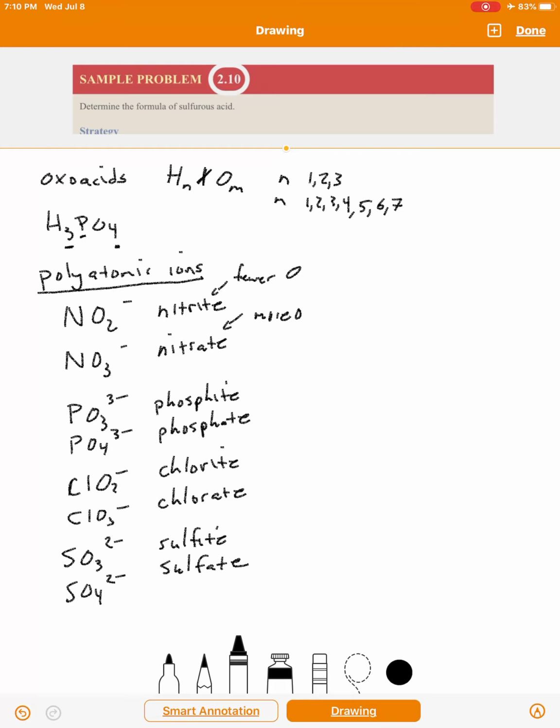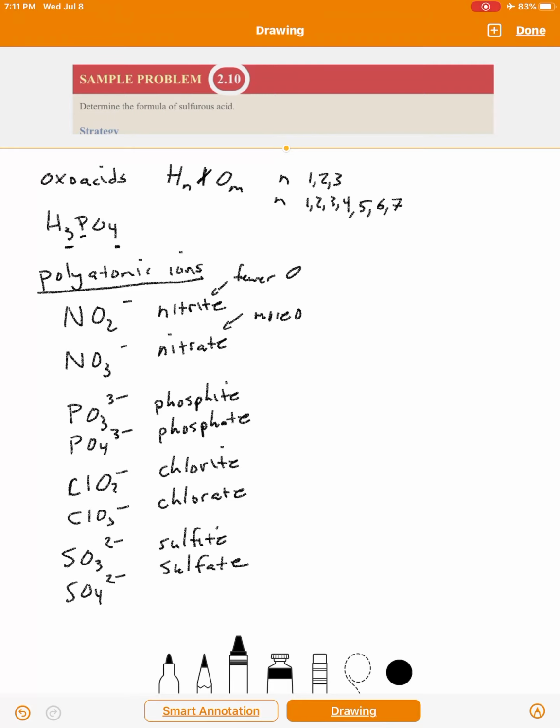Now there is no pattern of whether it's 2, 3, or 4. So for example, with sulfite and sulfate, it's 3 and 4. With nitrite and nitrate, it's 2 and 3. With chlorite and chlorate, it's 2 and 3, number of oxygens I'm counting. With phosphite and phosphate, it's 3 and 4. So there is no pattern of if it's 2, it's ite, and if it's 3, it's ate. You have to memorize the actual pairs. And it's useful to memorize them as pairs. Nitrite, nitrate, phosphite, phosphate, chlorite, chlorate, and sulfite, sulfate, and there are a few others as well.